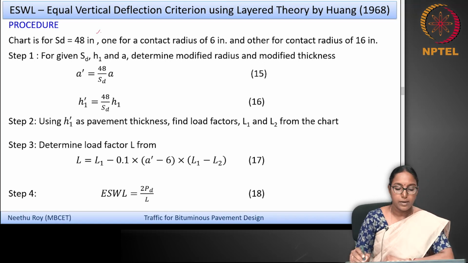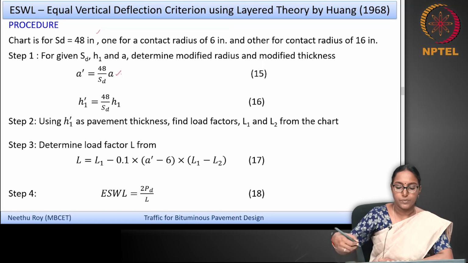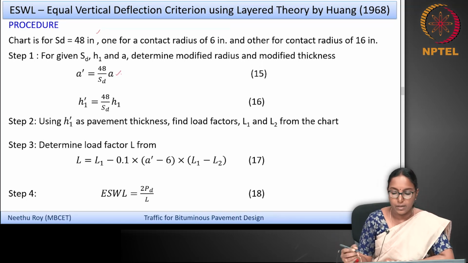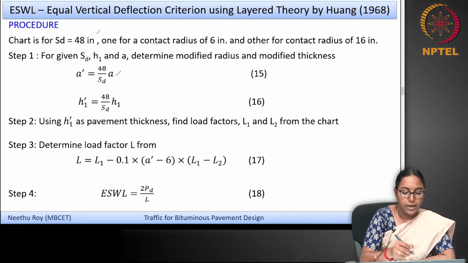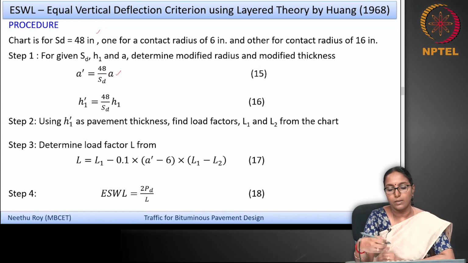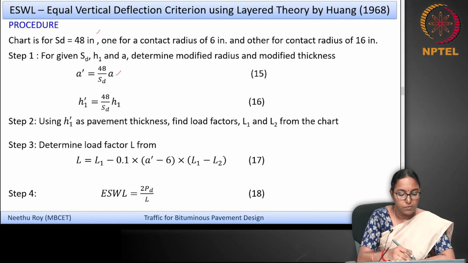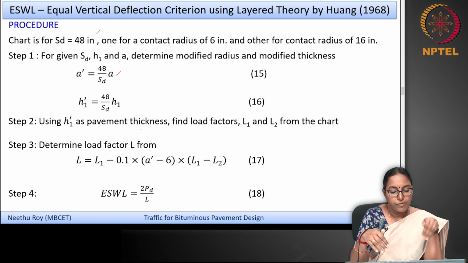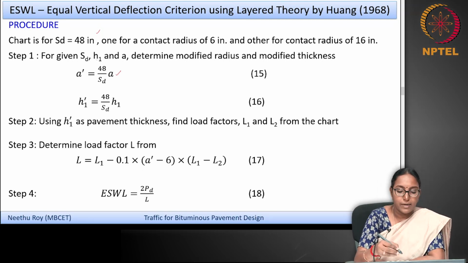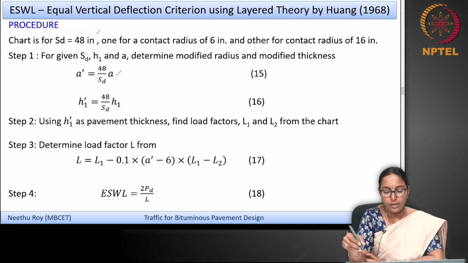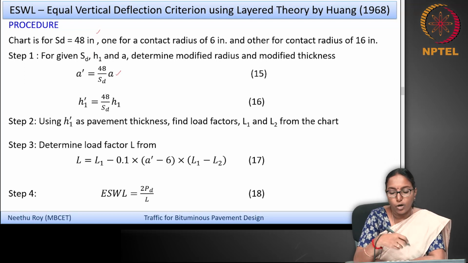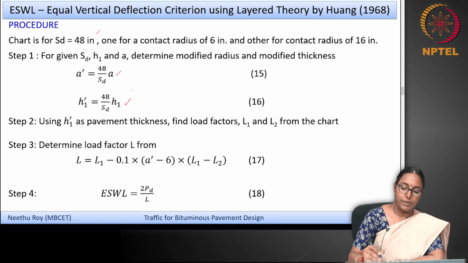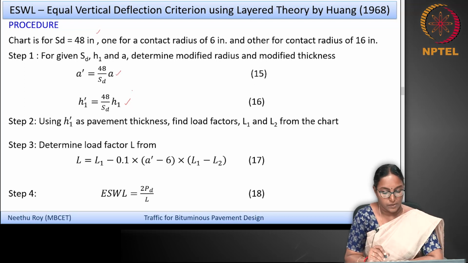In that case you have to get a modified radius and a modified thickness as given here, where A dash is equal to 48 by SD into A, and H1 dash, that is an equivalent pavement thickness, which is 48 by SD into H1, which is the thickness of the original pavement. The idea is like this. If your question is with a different SD value and a different contact radius, you have to find a modified radius as A dash is equal to 48 by SD into A, and a modified pavement thickness which is H1 dash is equal to 48 by SD into H1.